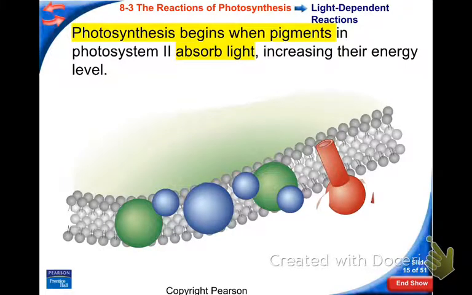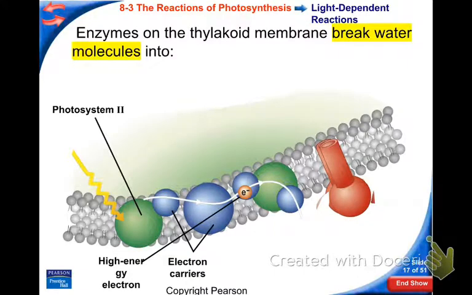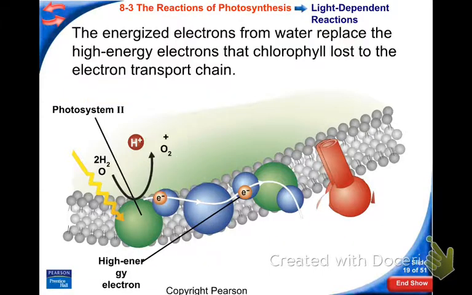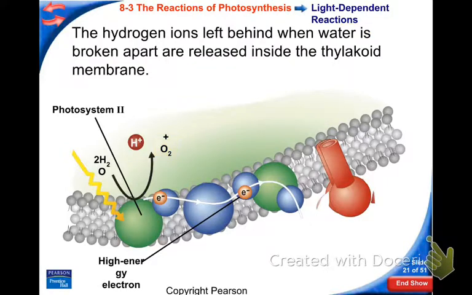So we start off by absorbing light by those pigments, and they're called photosystem 2 and photosystem 1. Okay. Breaking down water, releasing hydrogen ions, oxygen, and energized electrons. Okay, then oxygen is left behind. It's released as a waste gas.